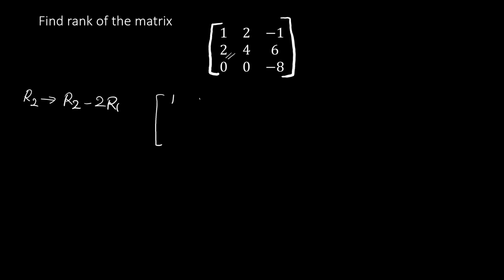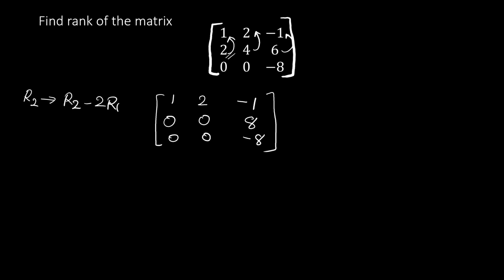This becomes 1, 2, minus 1. That is, here it becomes 2 minus 2, which is 0. Next term is 4 minus 2 into 2, that is 0. Next is 6 minus 2 into minus 1, that is 6 plus 2, that is 8. Next row will be 0, 0 and minus 8.